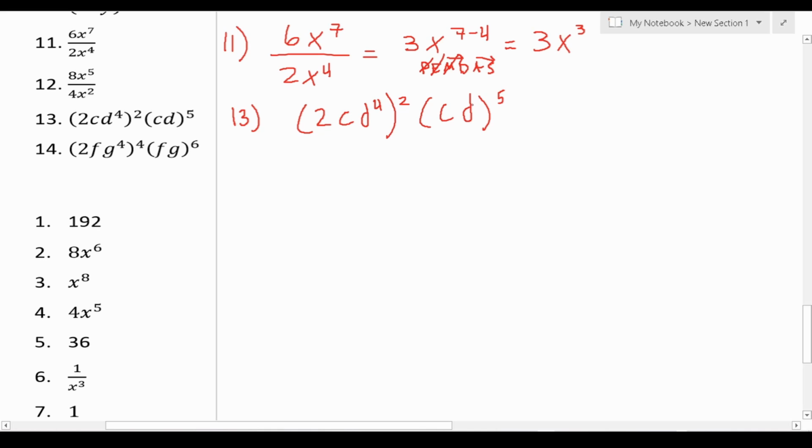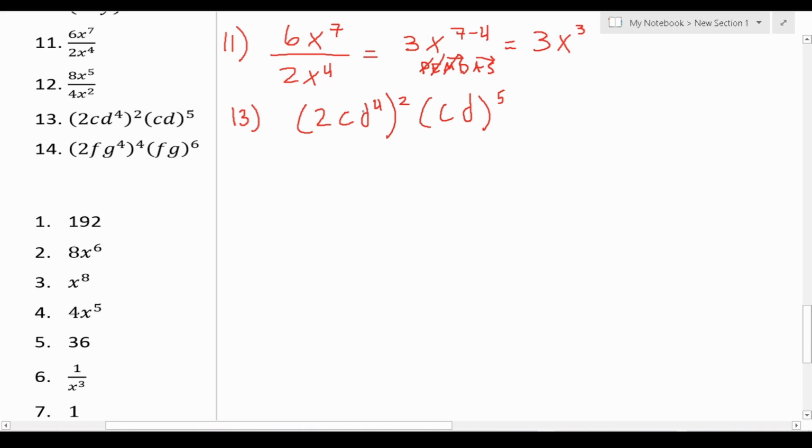Okay, so as I said, it's a good idea to have a plan of attack as you deal with these problems. For this one, here's my plan of attack. I'm going to use the expanded power rule to apply this squared to everything in this parentheses first, and then I'm going to use the expanded power rule to apply this 5 to everything in this parentheses after that.